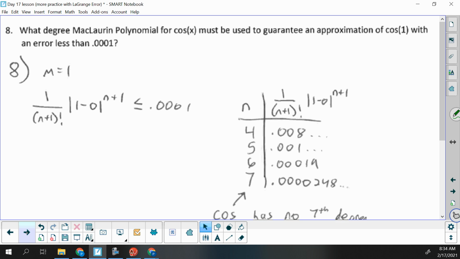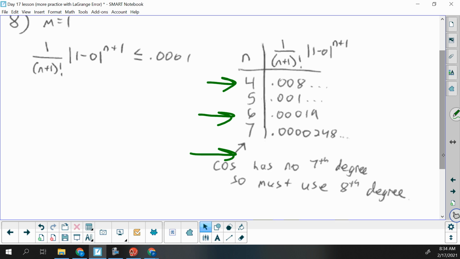Now in 8, we're doing cos. You need to think right from the start, okay, my answer needs to be an even degree. So we did cos of 1, so you had 1 minus 0. M was 1, raised to the n plus 1 over n plus 1 factorial. So 4, nope. 6, not enough. I didn't even show it in the table here, but 7 was enough, but 8 is the one that we would want because we're only looking at the evens. So make sure, if you're working with sine or cos, you're only picking out a degree that matches the type of powers that we have. So 8th degree would be our answer.